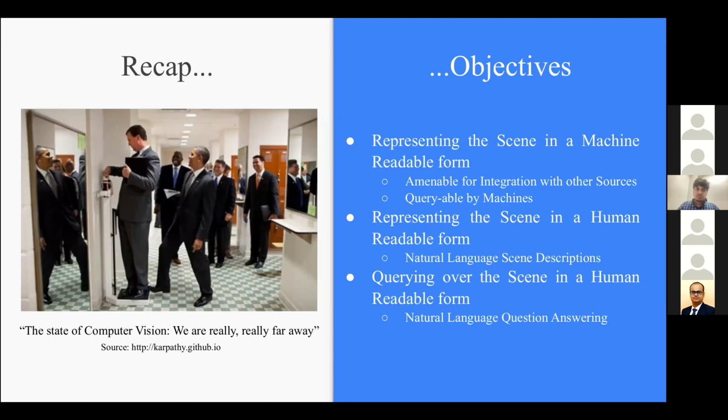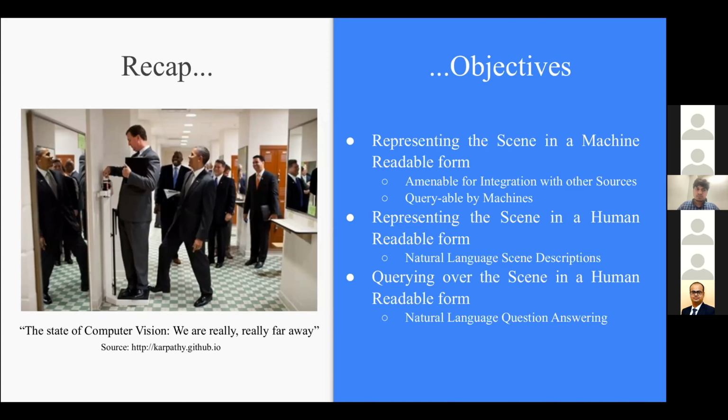I will quickly run through the major objectives. We are looking to translate a scene in a form that is machine readable. It should be queryable by machine. We are looking to translate and represent a scene in a human readable form. So what we desire is a natural language scene description. And lastly, we would like to query the scene in a human readable form, that is, ask questions in natural language to the machine by giving the image as an input and expect the machine to answer those questions, right?